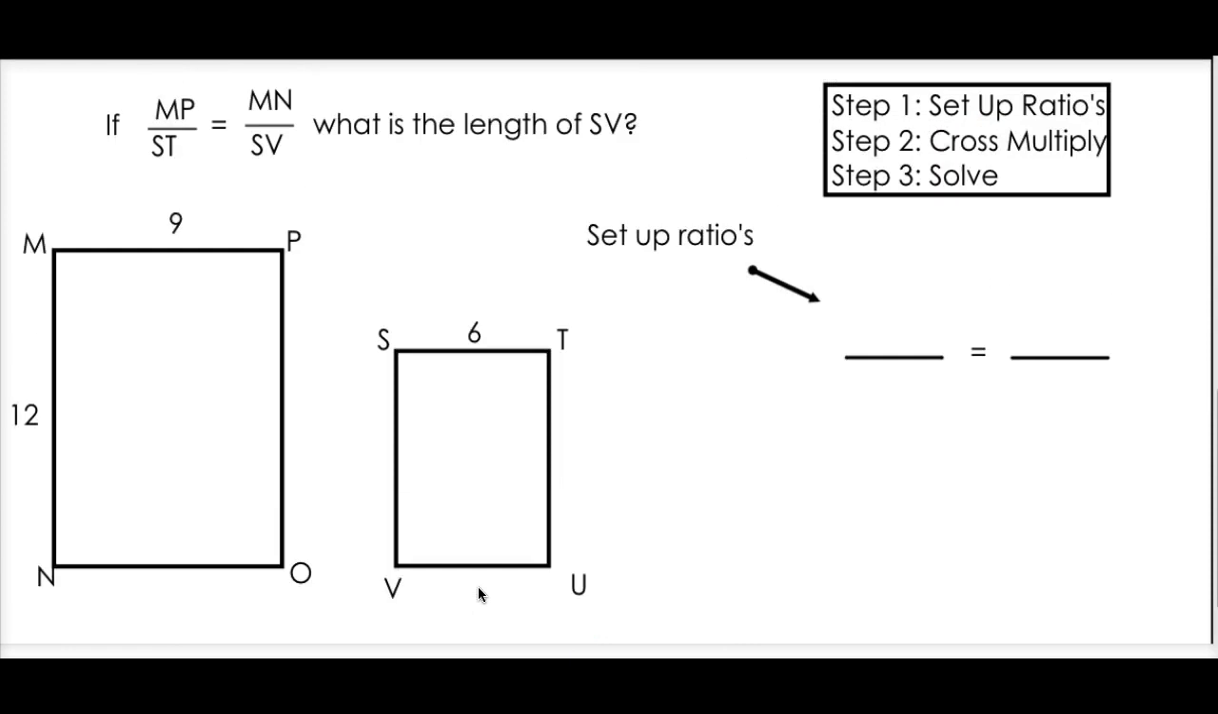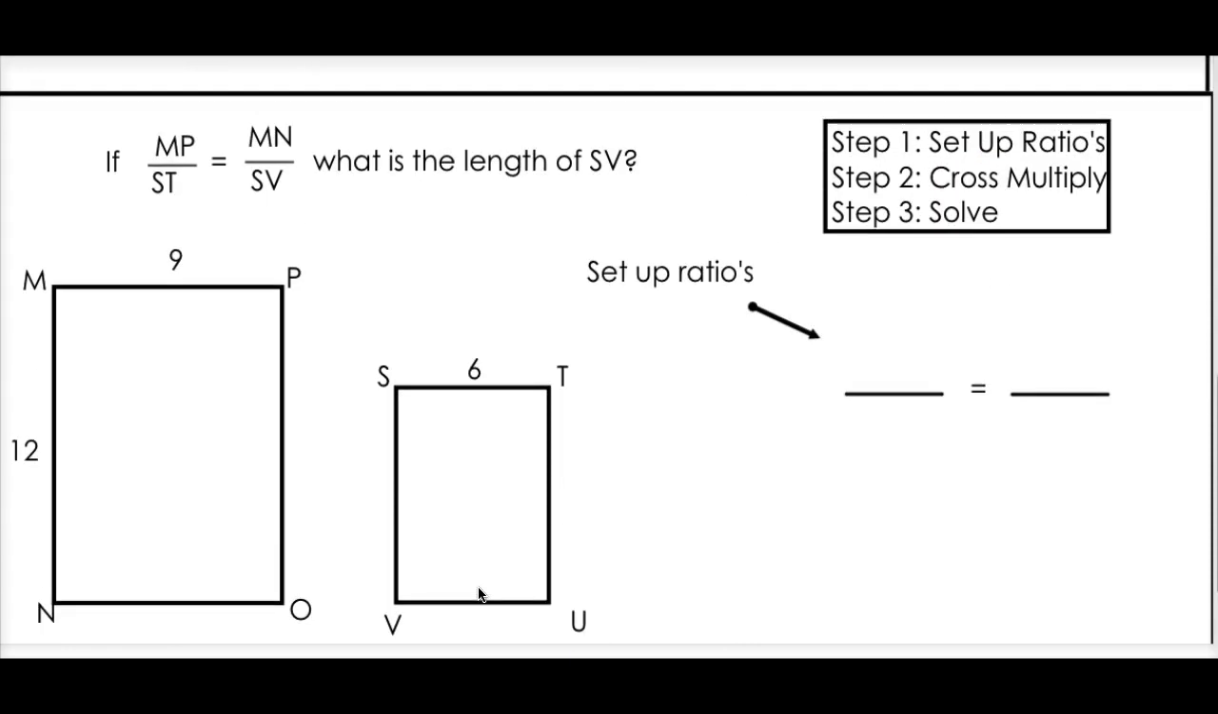Oh, screen jumped on us. But here, it says MP over ST equals MN over SV. What is the length of SV? And they've got shapes, and don't stress it. We'll just set it up piece by piece. So first, it says that MP, which is right here, over ST, is equal to, and now let's mark this side, MN over SV.